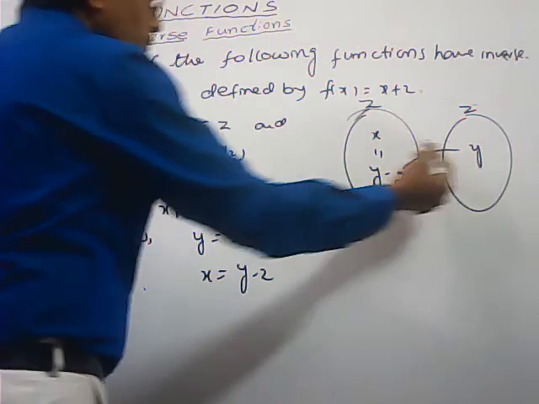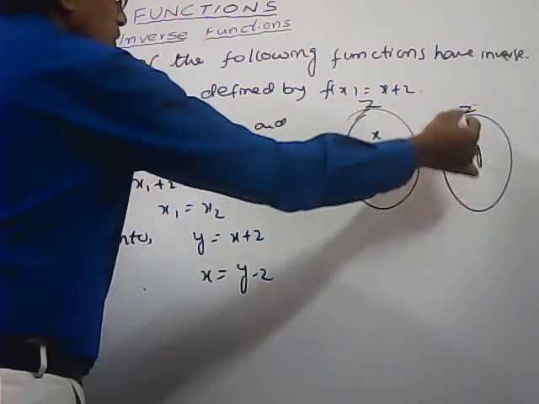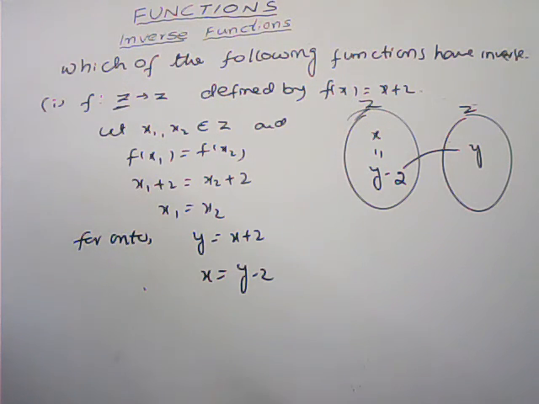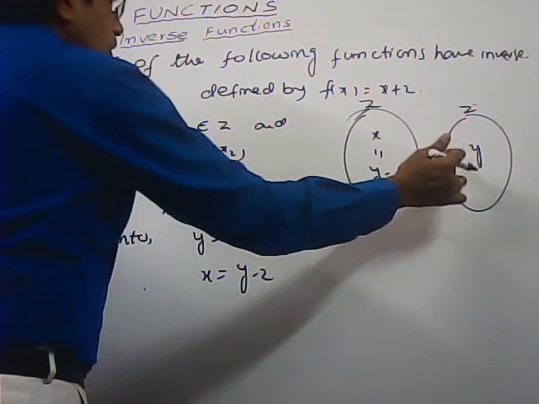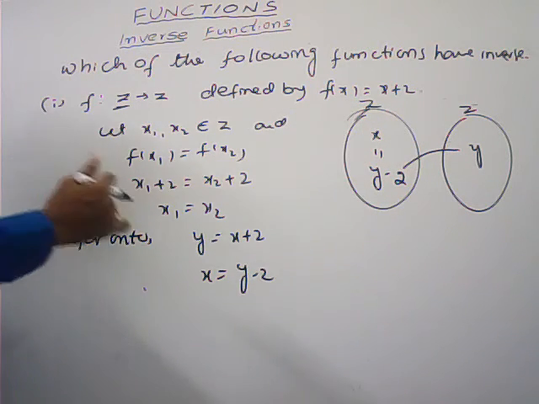Here the pre-image of y is y minus 2. So here you can take different integers and see whether the pre-image y minus 2 belongs to integers or not. If it belongs to integers, it means for every element in the codomain there exists one pre-image. So that is said to be onto.